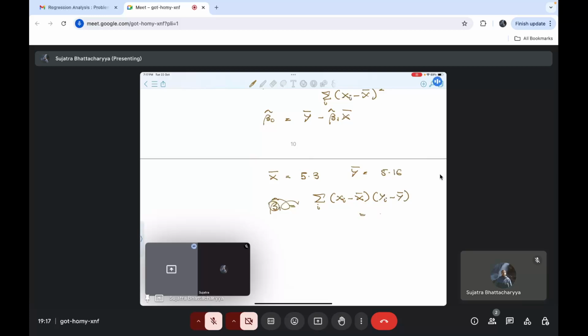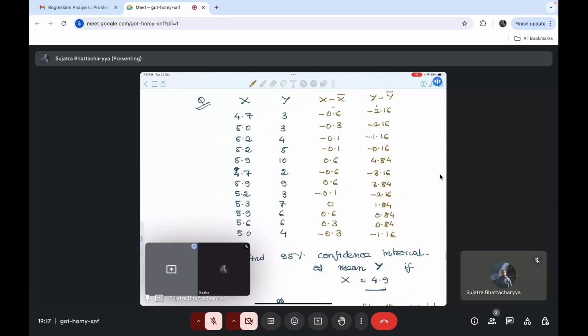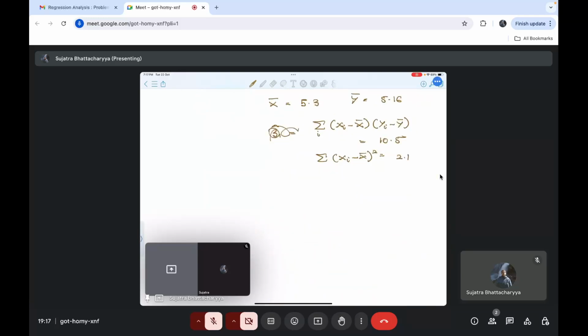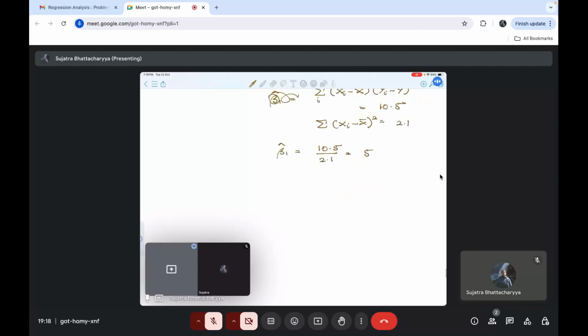This comes out to be, if you add some, 10.5. And the denominator, x minus x bar whole square, comes out to be 2.1. That means if you square each and every value of this row and add it, then you will get 2.1. So beta 1 hat as per the definition will be 10.5 divided by 2.1. What will it give? 5. So beta 1 hat we have found out.